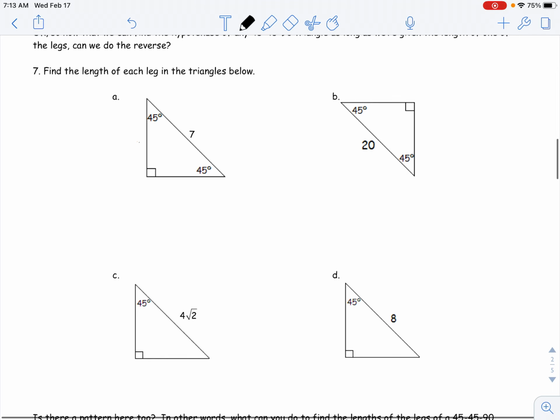All right, in the next video, we're going to go in reverse, where we have the hypotenuse, and then we've got to find the legs.